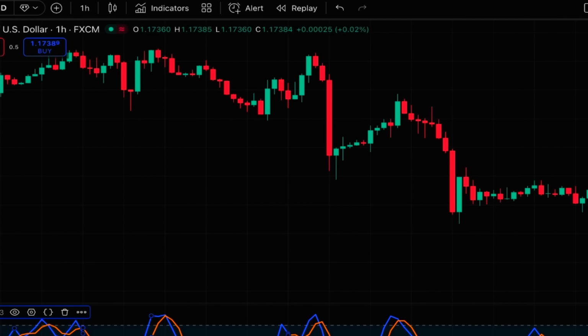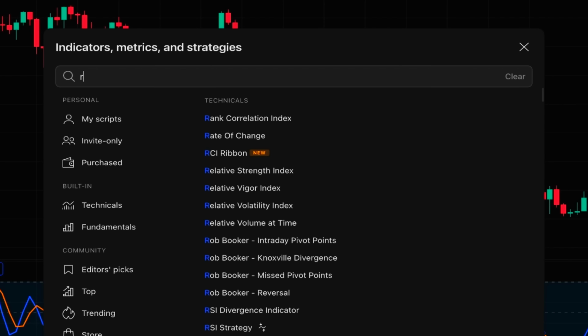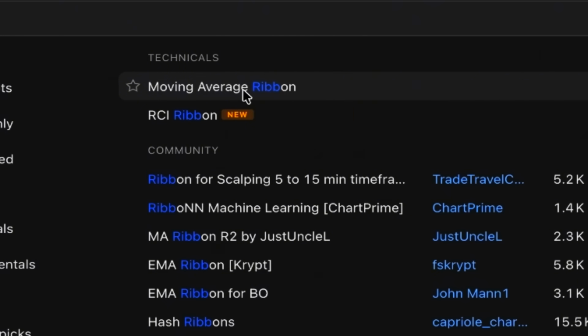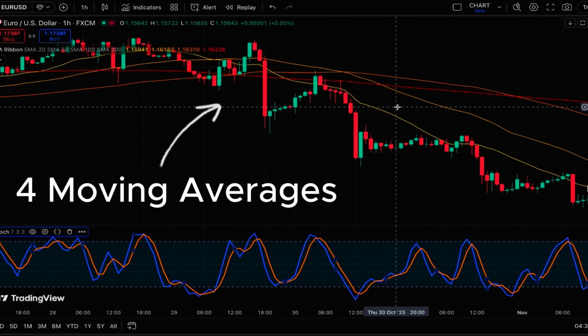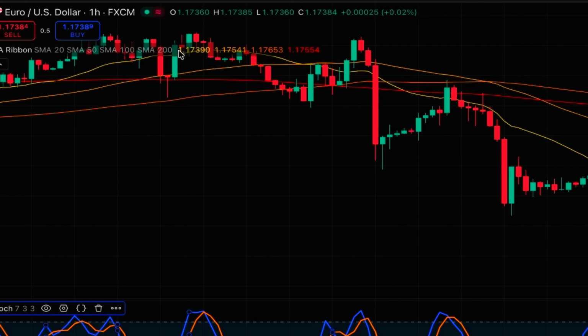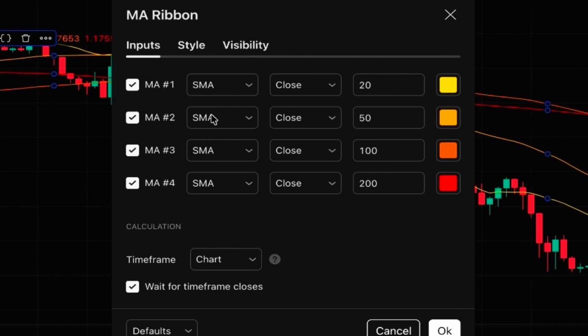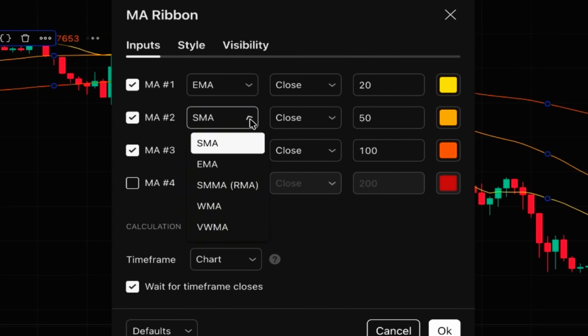So here again we click on indicators and we search ribbon. This one, moving average ribbon, which is a built-in indicator on the TradingView platform. Alright, this indicator adds 4 moving averages to the chart, but we need 3 exponential moving averages with some special settings. So we go to the settings of the ribbon for adjusting the settings. First, here in the inputs tab, we remove one of them because we need 3 moving averages, and all 3 of them should be exponential moving averages. So here we set EMA for them.